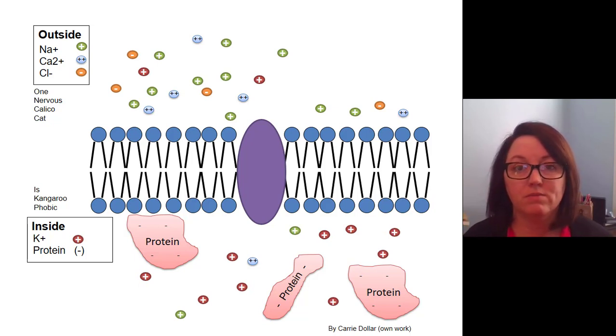I have a little memory tool listed here to help remember this. A student from a previous semester came up with this, so I can't take credit for it. So it's "One nervous calico cat is kangaroo phobic." So the 1 is for outside, N for nervous for sodium, Na, calico, calcium, cat, chloride. Is, the I in "is" for inside, K in kangaroo for potassium, and then the P in phobic for protein.